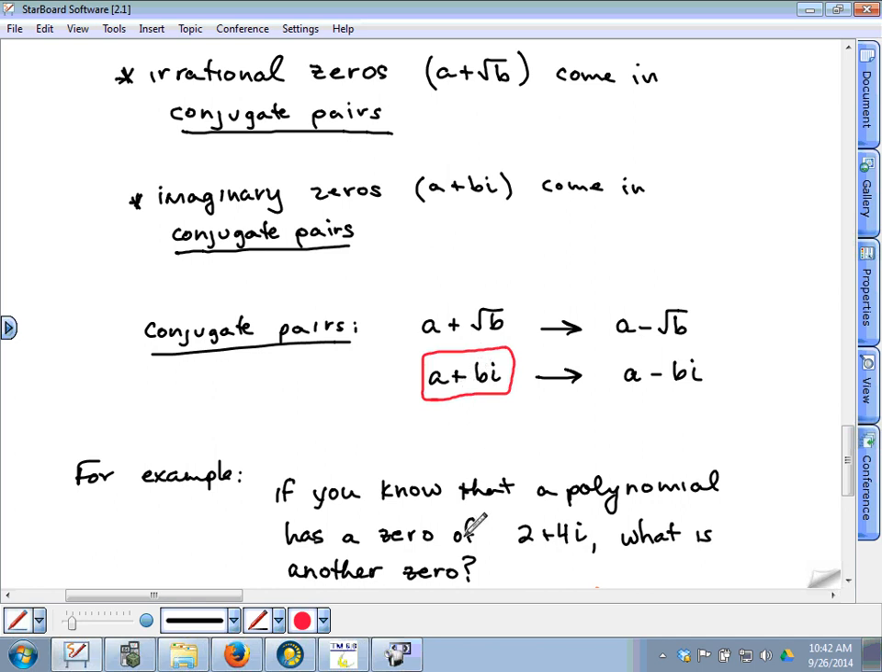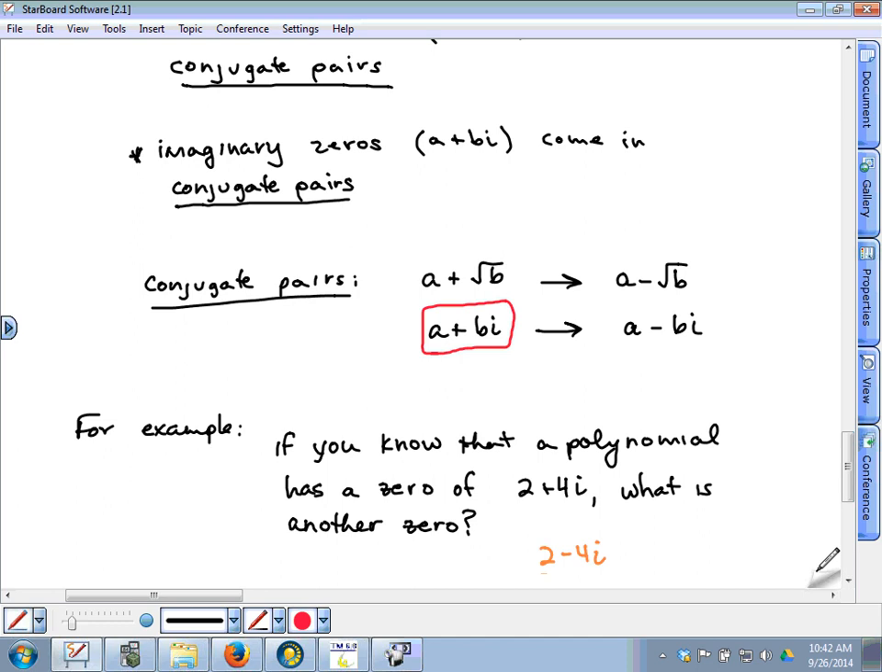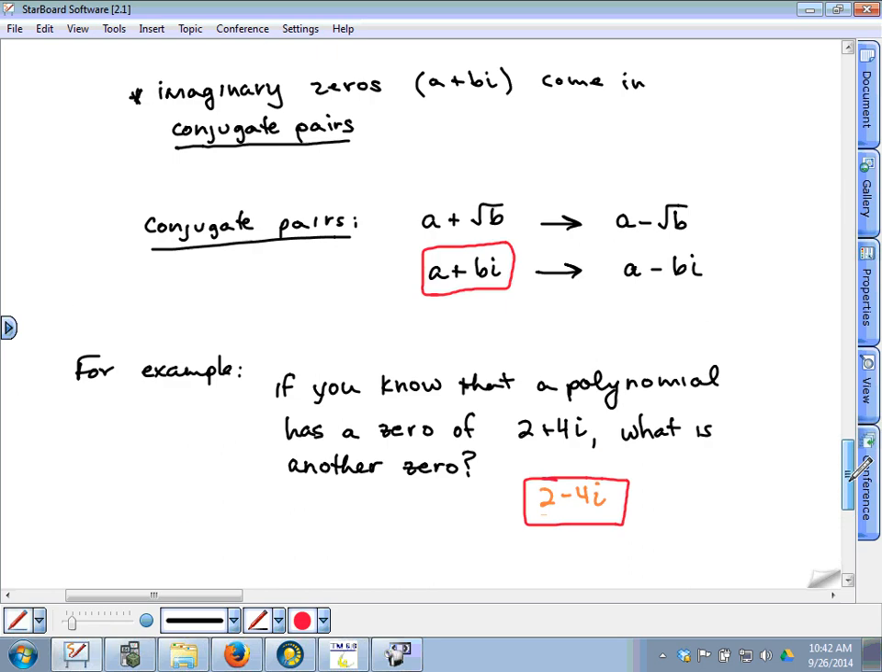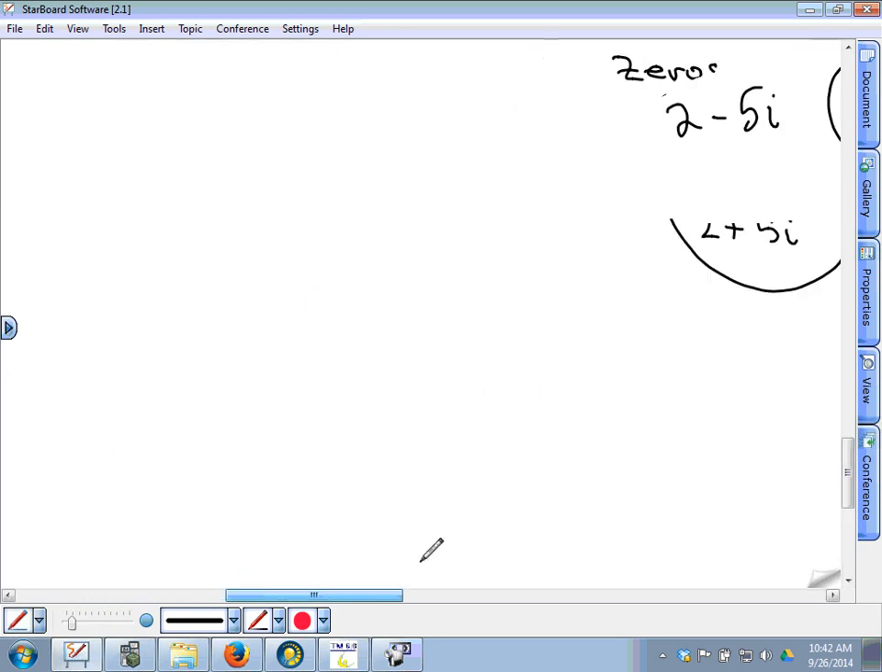So the conjugate pair for 2 plus 4i would be 2 minus 4i. That's guaranteed to be another zero. If 2 plus 4i is a zero, then 2 minus 4i is also a zero. We don't have to prove it using any kind of division or anything like that. It's guaranteed because of the conjugate zero theorem.